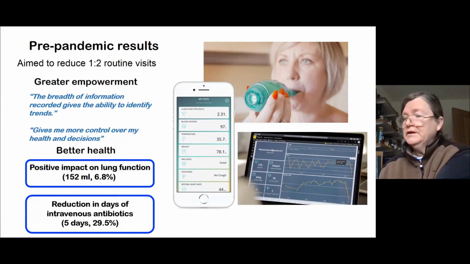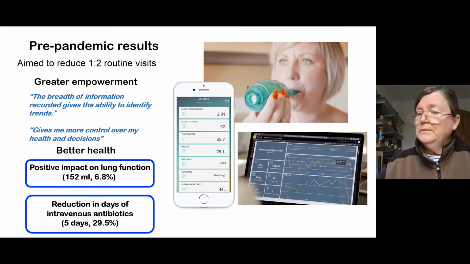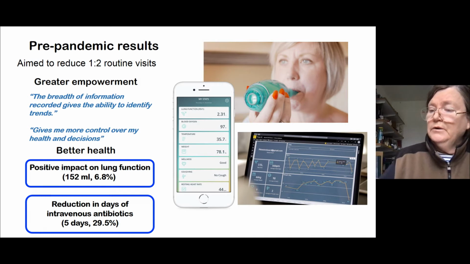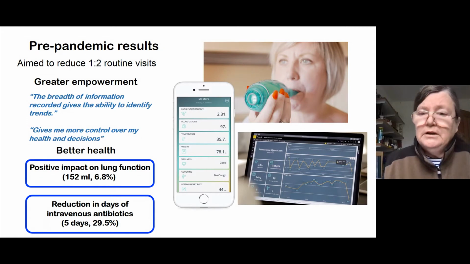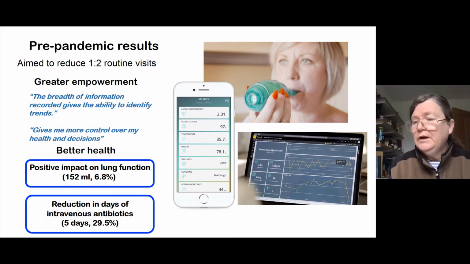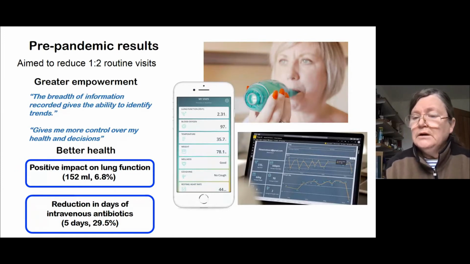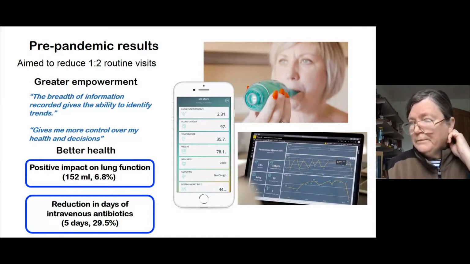So this is the study we did, and I've just put some results in here. This is the study where we also, with consent of the people with CF, sent their results to the CF Centre. And what we wanted to do was start to see whether we could actually reduce the number of routine visits. We were aiming only to reduce 1 routine visit out of 2. We actually achieved much more than this.